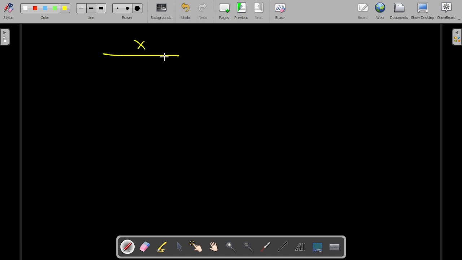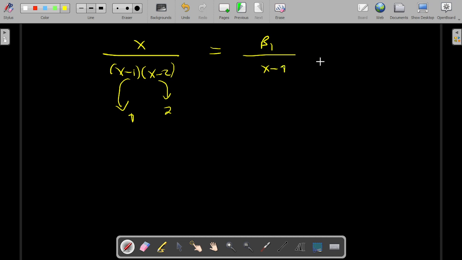So we have x divided by x minus 1, and then we have x minus 2. Now the pole that was associated to this linear factor is 1, and the pole that was associated to this linear factor is 2. And so here we must have beta 1 divided by x minus 1, plus beta 2 divided by x minus 2. Now our beta 1 is minus 1, divided by x minus 1, plus our beta 2 is 2 divided by x minus 2.